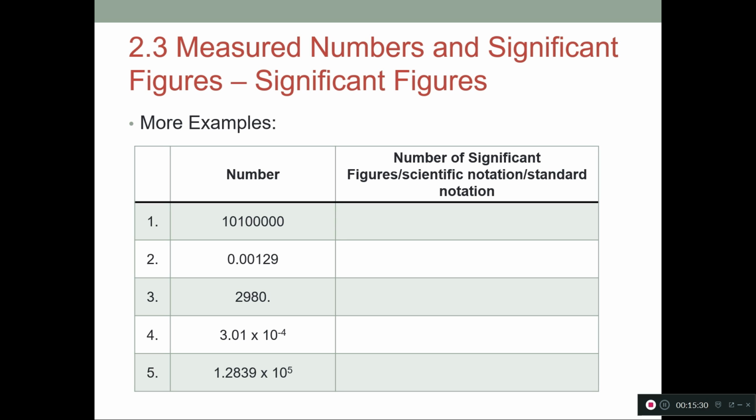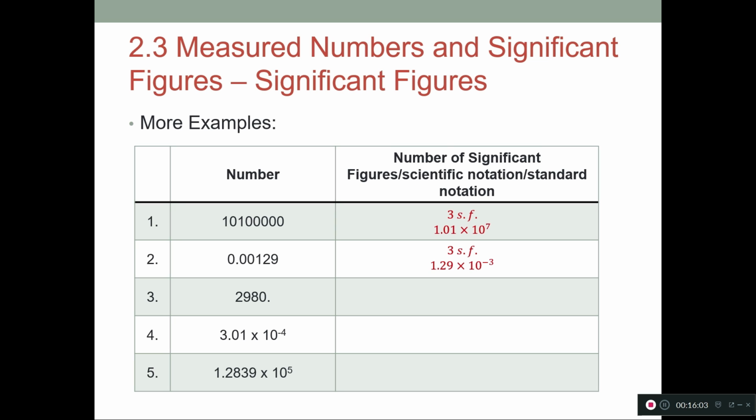So this first one here, we have this large number here where we just have 101 at the beginning. So we want to move that decimal place, which is an implicit decimal point right there. We want to move that 7 to the left. And so that gives us 1.01 times 10 to the 7, and that is 3 significant figures. This next one, we have 0.00129. So we want to move that decimal point 3 to the right. So that gives us 1.29 times 10 to the -3, and that is 3 significant figures.